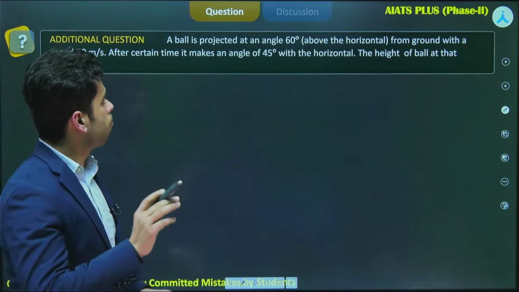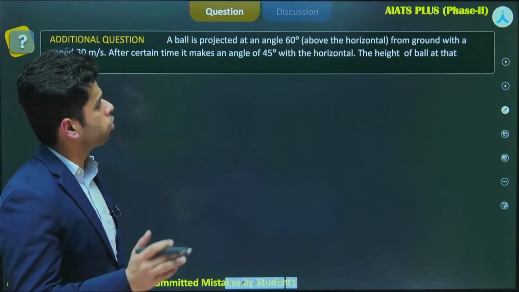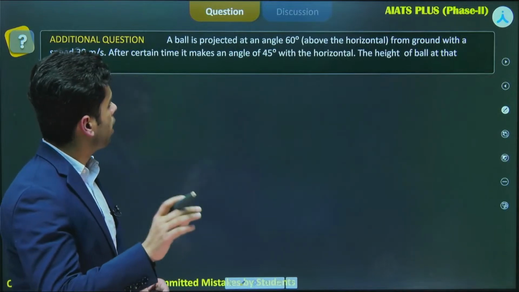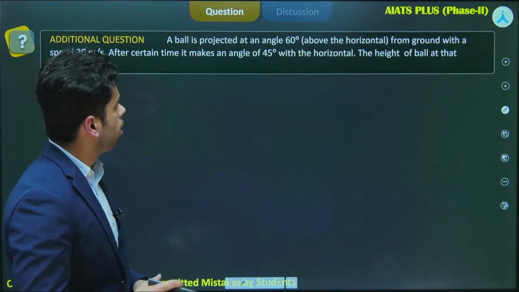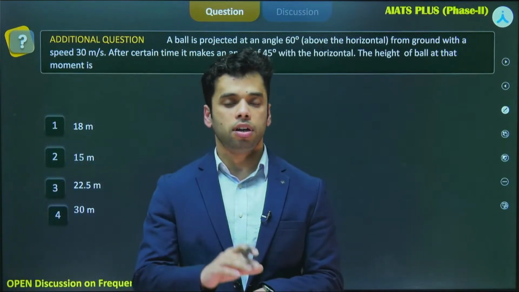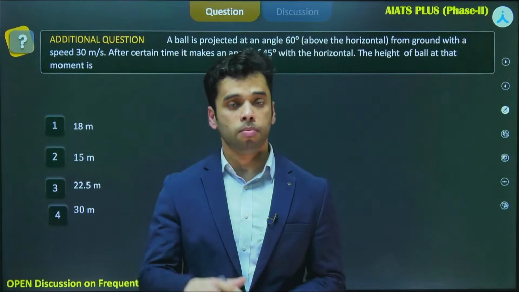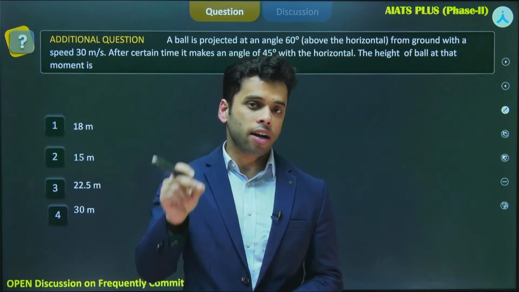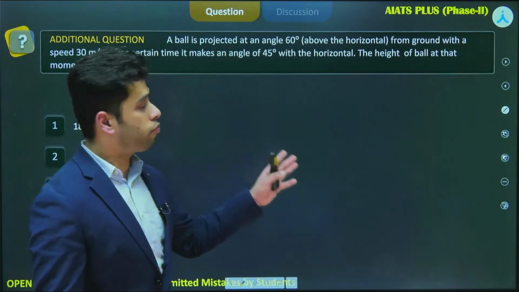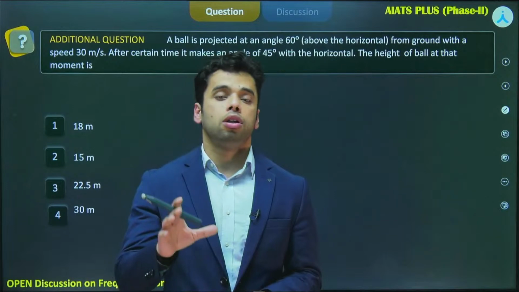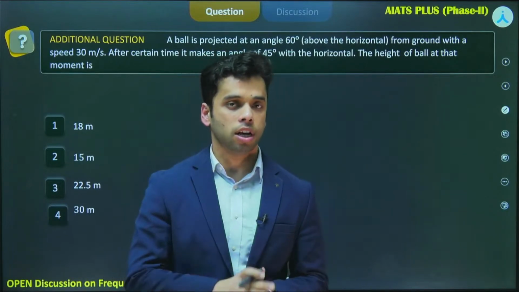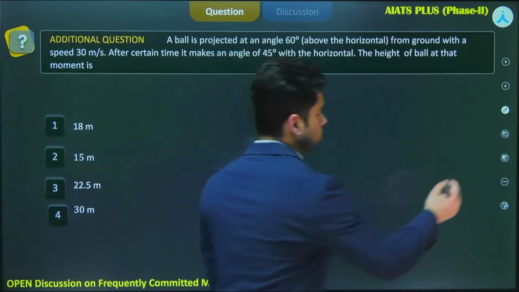This problem says that a ball is projected at an angle 60 degree above horizontal from ground with a speed of 30 meter per second. After a certain time, it makes an angle of 45 degree with the horizontal. The height of ball at that moment is. Now I have done a little bit of modification to the previous problem. Now you have to find what is the height of the ball at that moment when its velocity makes an angle 45 degree with the horizontal. Now dear students, you can attempt this problem if you understood the previous problem, and you can put the answer in the comment box. Up till then, I'll try to solve the problem for you.